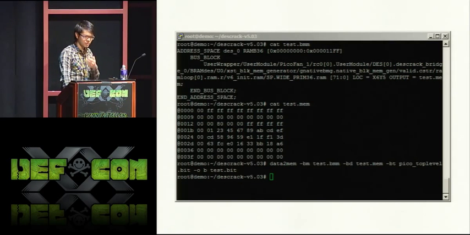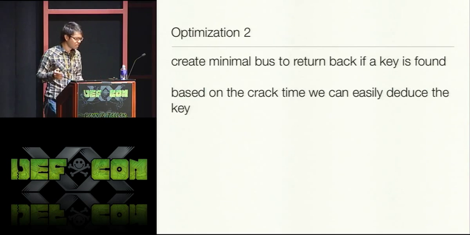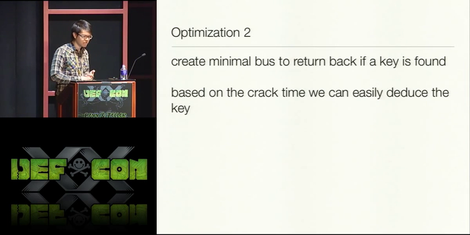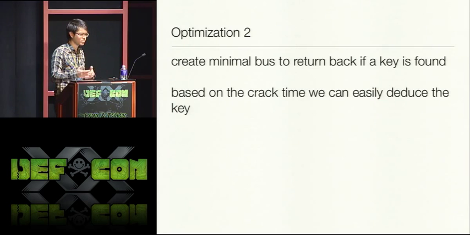The second optimization is that we still need a return path saying when it's found a key. So we created a really minimal bus that basically just says found a key, and that's it. Then, based on the time it took to find the key, because this is all deterministic and we're getting one key per clock cycle, we know with fairly good accuracy exactly where in the key space it was when it found that key. With these sorts of things, we can reduce quite a bit of the logic and get it down to be a lot more optimal. This got us about another 20%.